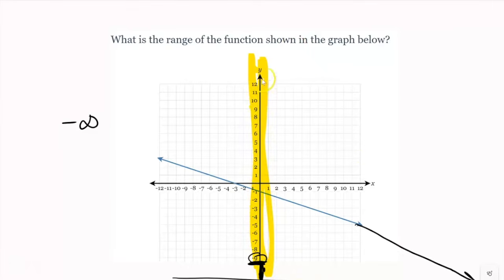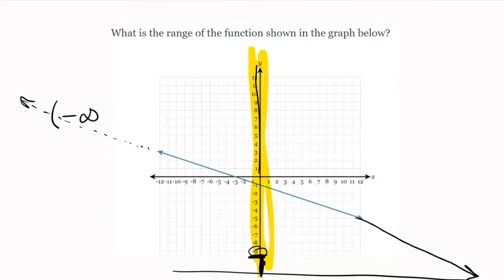And my question is, where do I stop? I don't, because if you look at this line, it's just going up forever. So that means that it's going towards what number? Infinity. And because it's not included, that is also open.